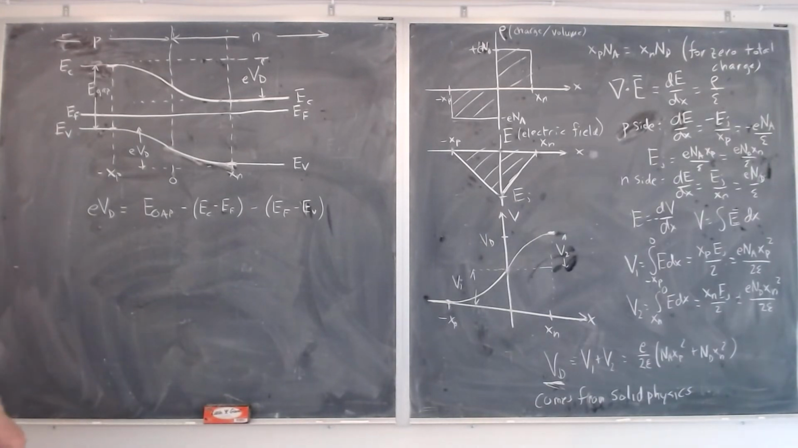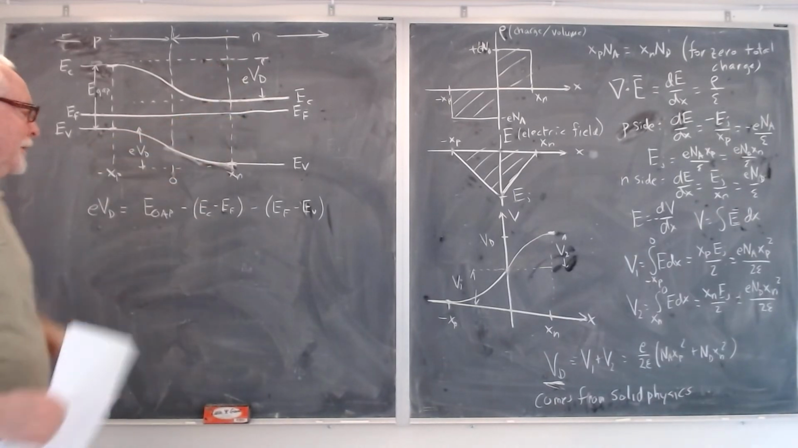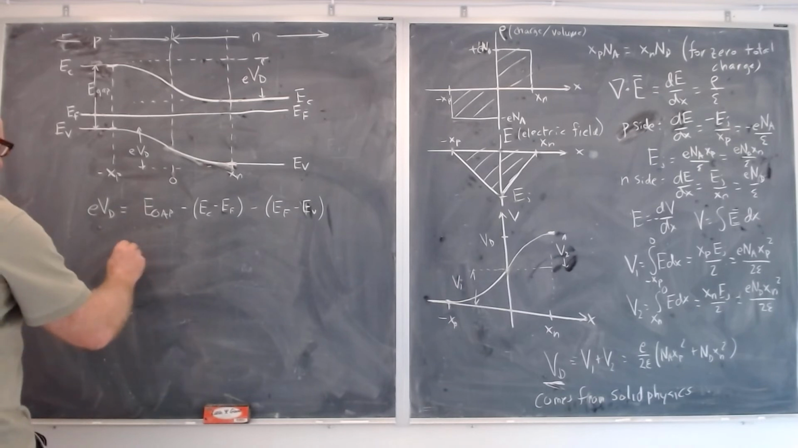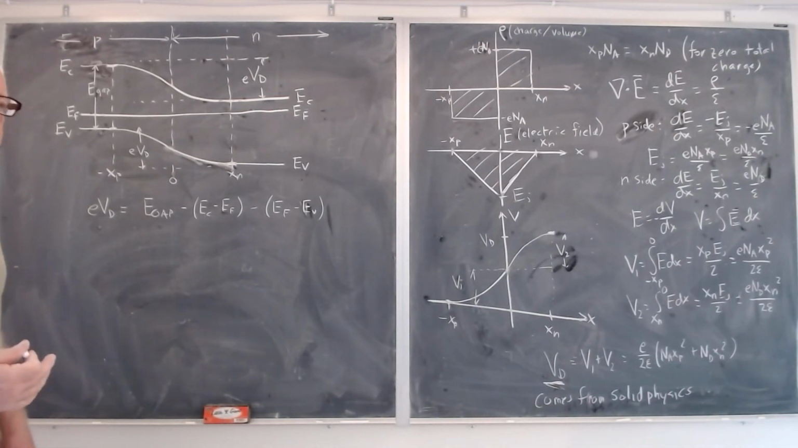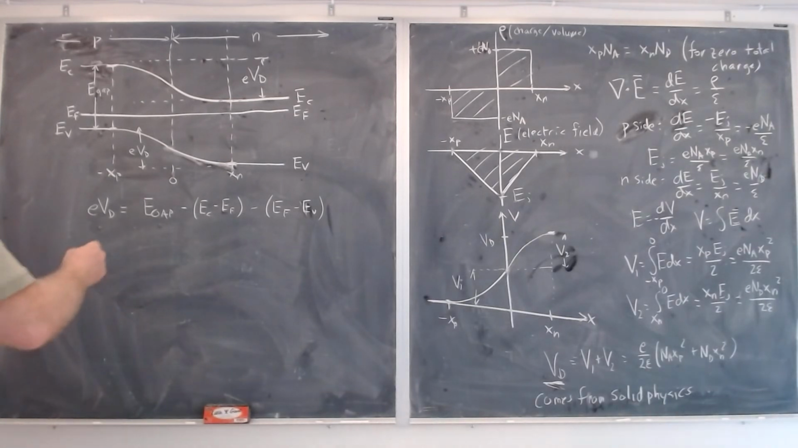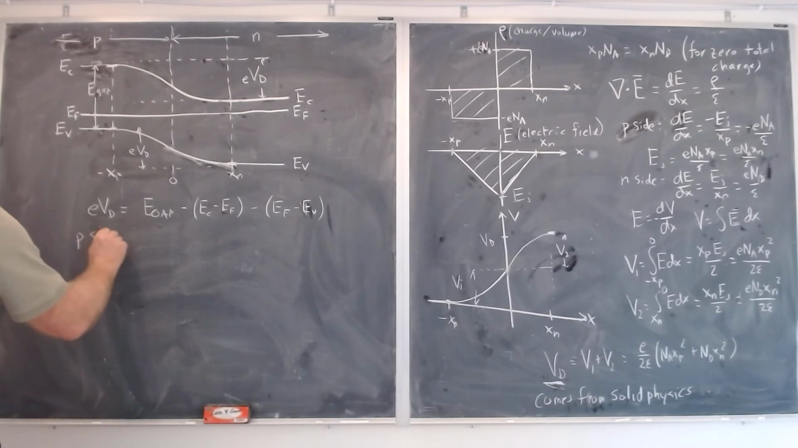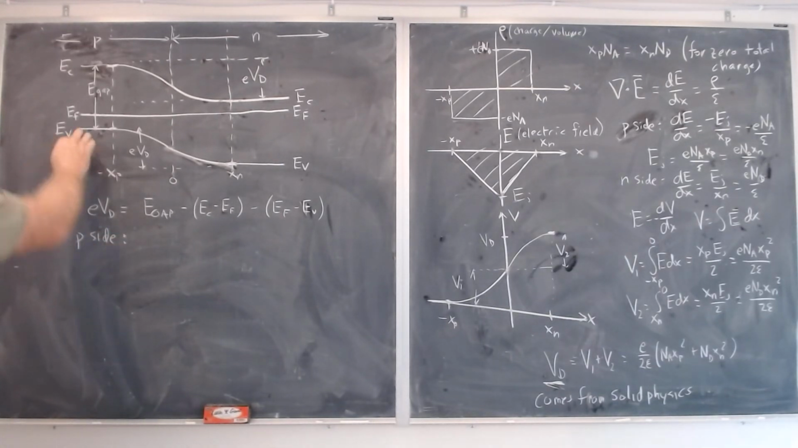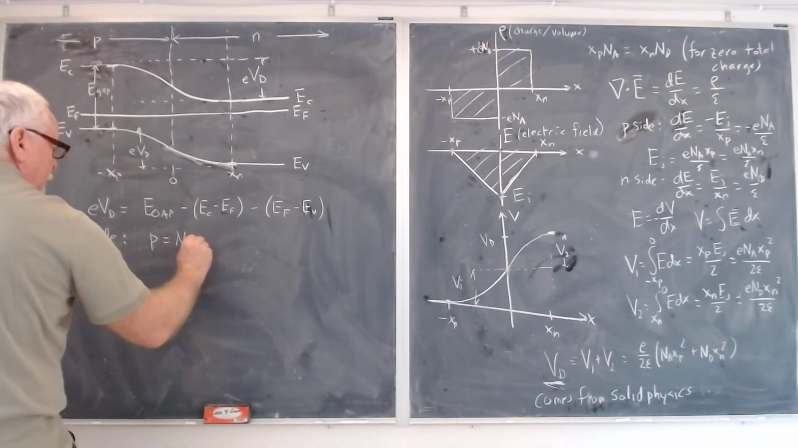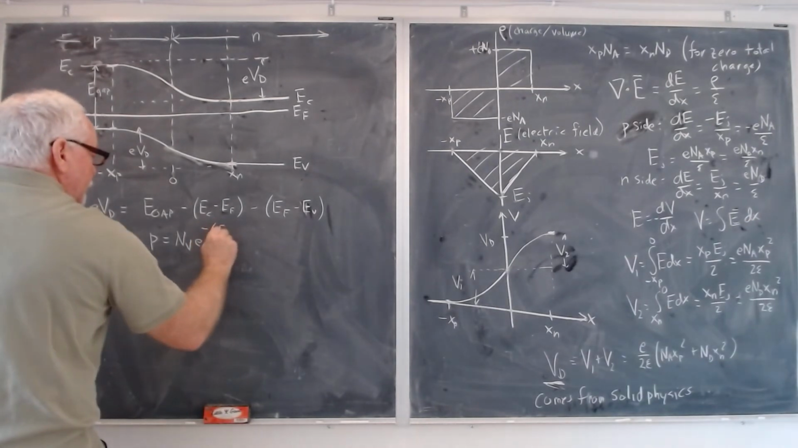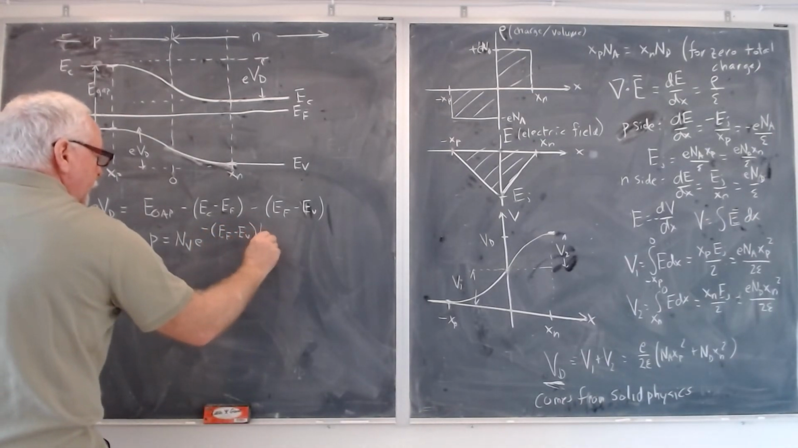Now, hopefully you're thinking ahead a little bit and connecting this to what we've been doing for the last few lectures, because these quantities mean something really important to us. Now I'm going to write down equations, and you have to remember what side you're on, P or N. On the P side, on this side, P is equal to N sub V times e to the negative E F minus E V over kT.